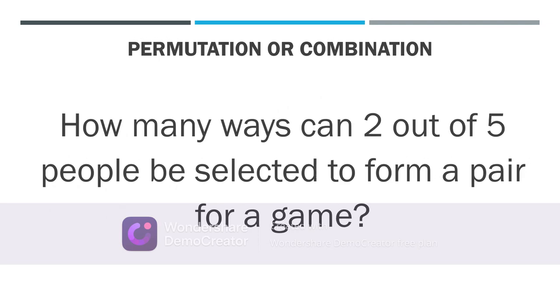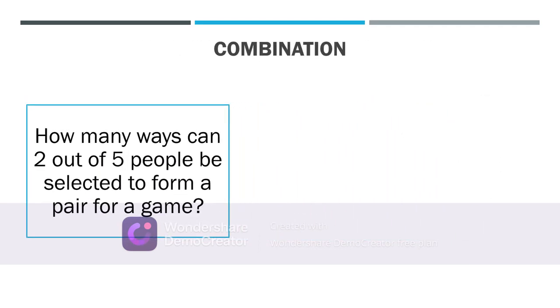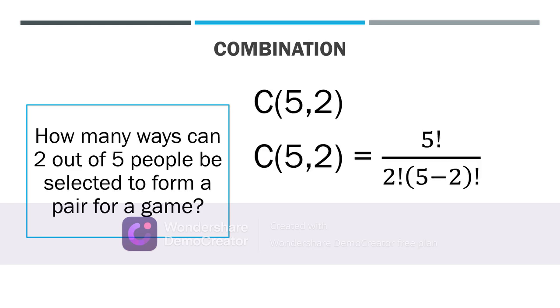How many ways can 2 out of 5 people be selected to form a pair for a game? We will select 2 out of 5. This is combination. The order of selection doesn't matter. We are just picking a pair. So combination, n is 5, r is 2. Combination of 5 taken 2 at a time is equal to 10. There are 10 ways to select a pair of people.